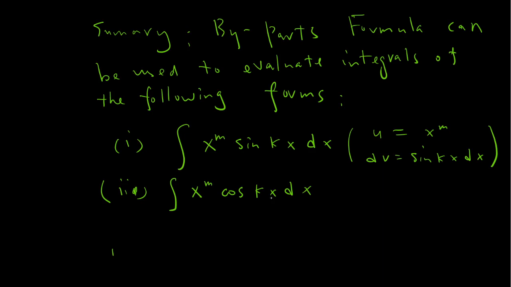The third form, I think we have seen the questions earlier, is an integral in the following form: x to some positive whole number power, I think we can call them natural numbers, to the natural number power, and then times e to the power of kx. We have seen that over and over again. That's the case. You choose u to be x to the power of m, and then you choose dv to be e to the power of kx, and then dx. Okay.